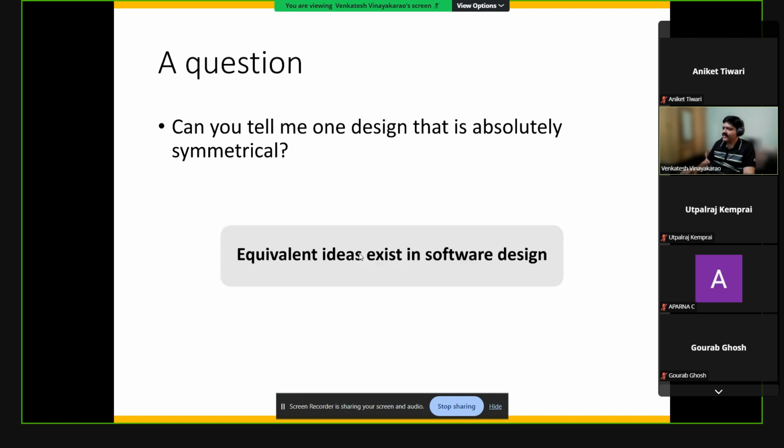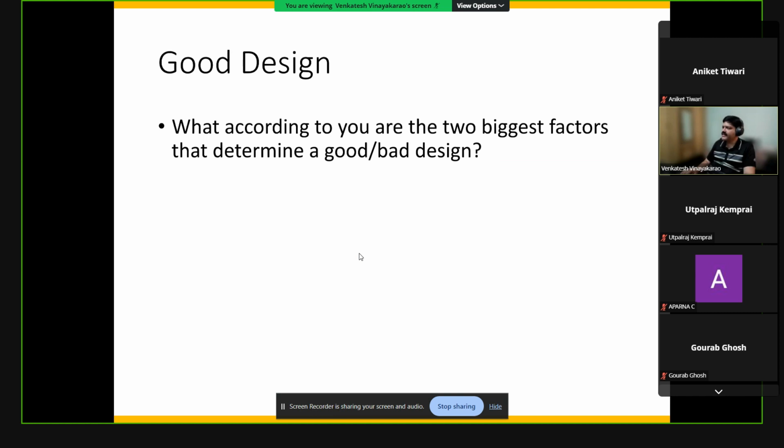I already asked, and you said Taj Mahal. Equivalent ideas exist in software also. So there are patterns that exist in software design also. What are they, and how? What is a good design? What is a bad design? What could be the similarity between those designs? That takes us to this new world of patterns. This is the start of a very nice and interesting topic. So let's stop here for today. In the next class, we'll jump into the world of patterns.